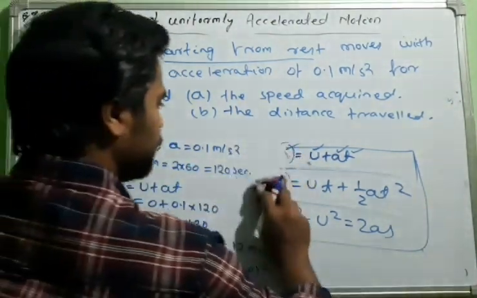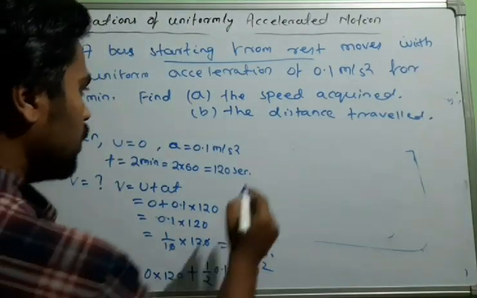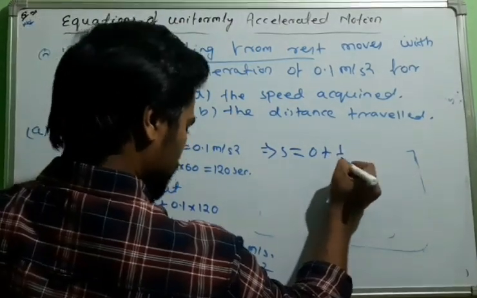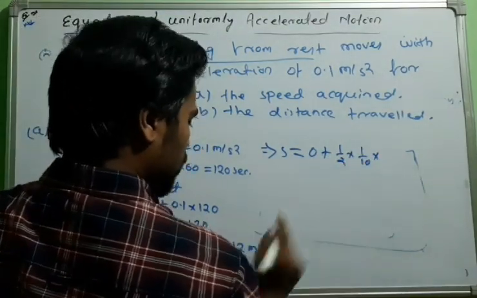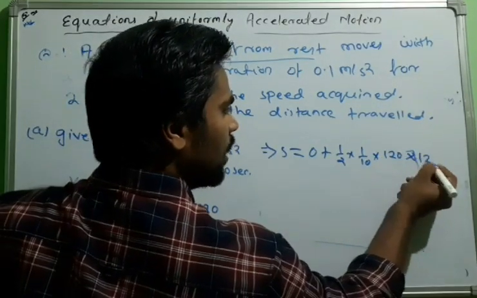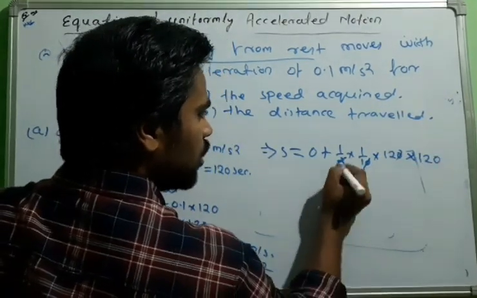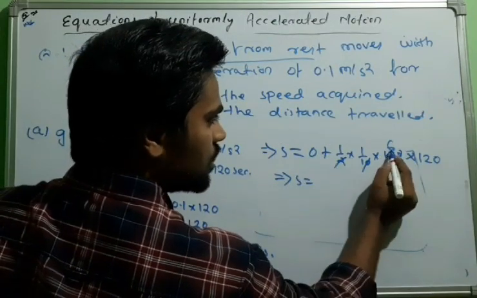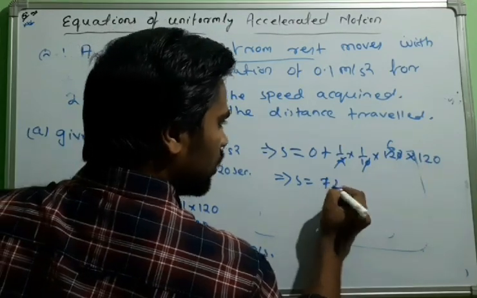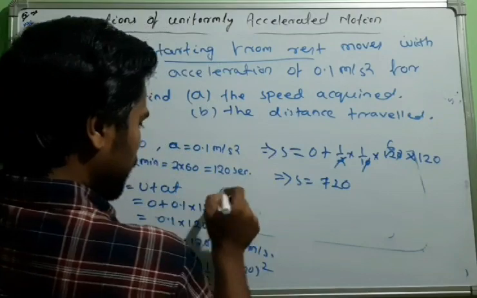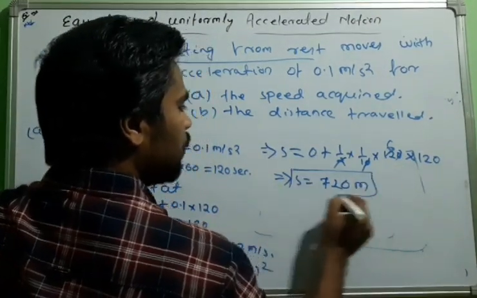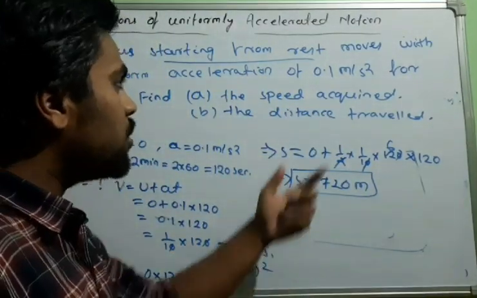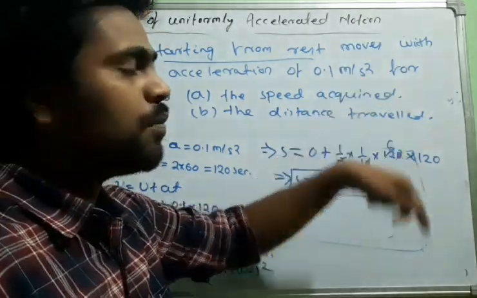Now I can erase here. Now s is equal to 0 into 120, 0, plus half, 1 by 2 into 0.1 is equal to 1 by 10, into 120 square. I can write 120 into 120. I am cancelling the 0, and 2 into 6. Now s is equal to 0 plus, cancelling out, then 6 into 12 is 72, and a 0 is coming, so 720. 720 meter. That means the bus travels 720 meter. After 2 minutes, it acquired the velocity of 12 meter per second at the acceleration of 0.1 meter per second square.